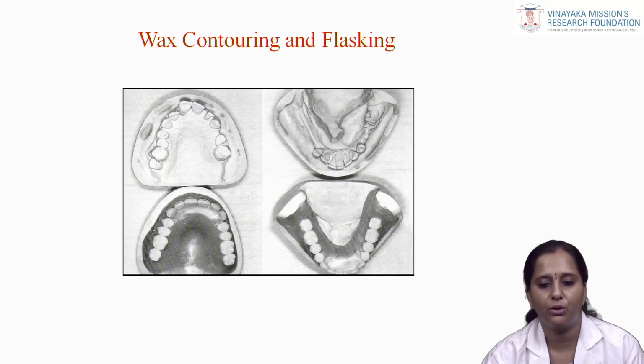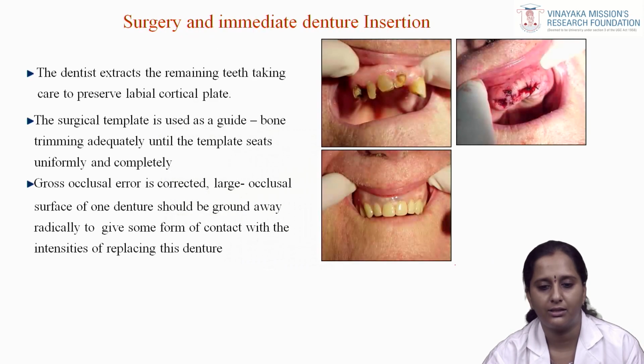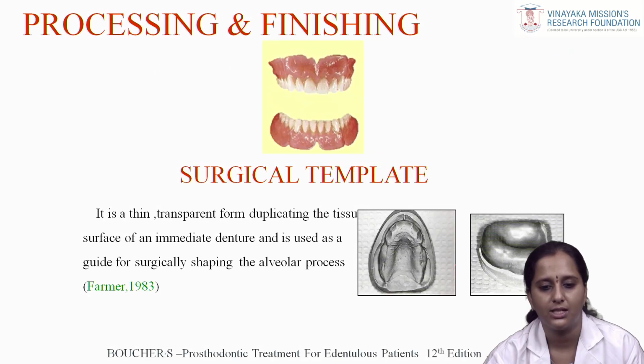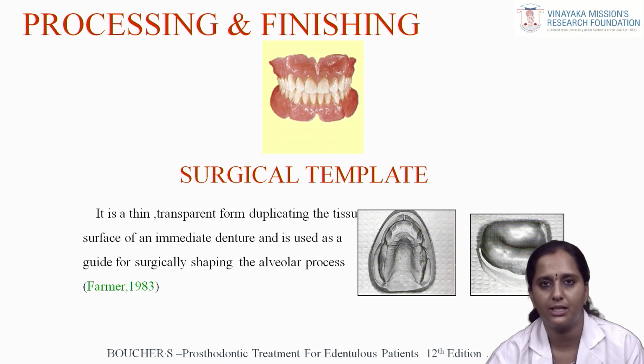Next we have to go for wax contouring and flasking, which we proceed with in the normal conventional method. Next is the surgical and immediate denture insertion. After we obtain our processed and final denture, we can call the patient for their immediate denture steps.